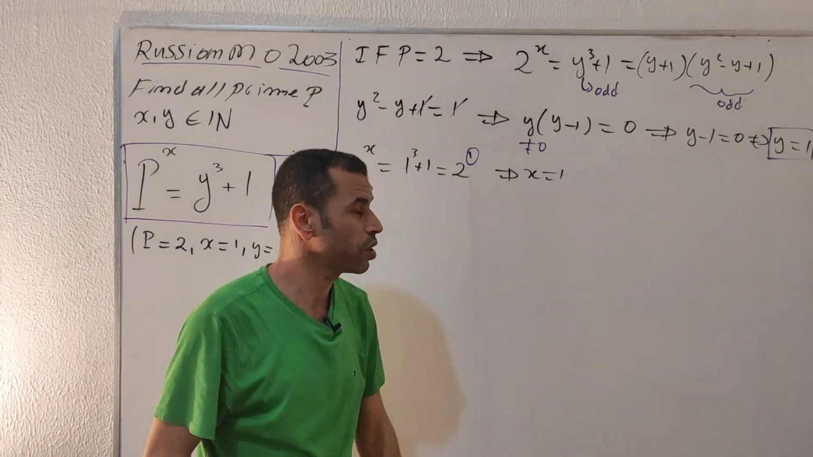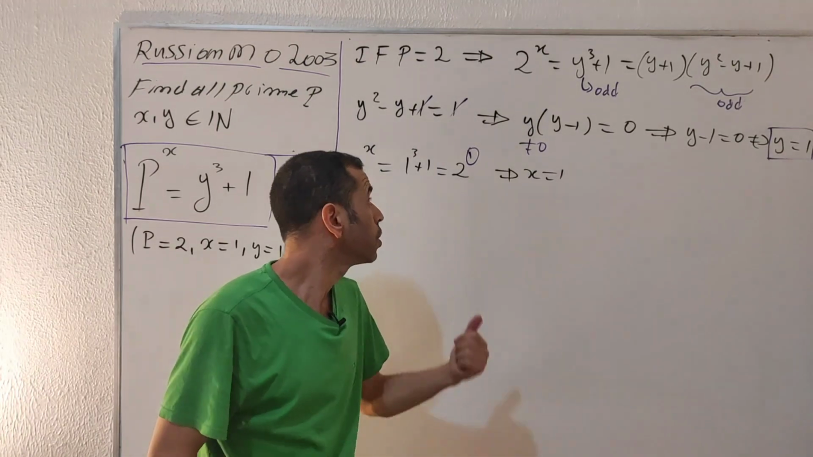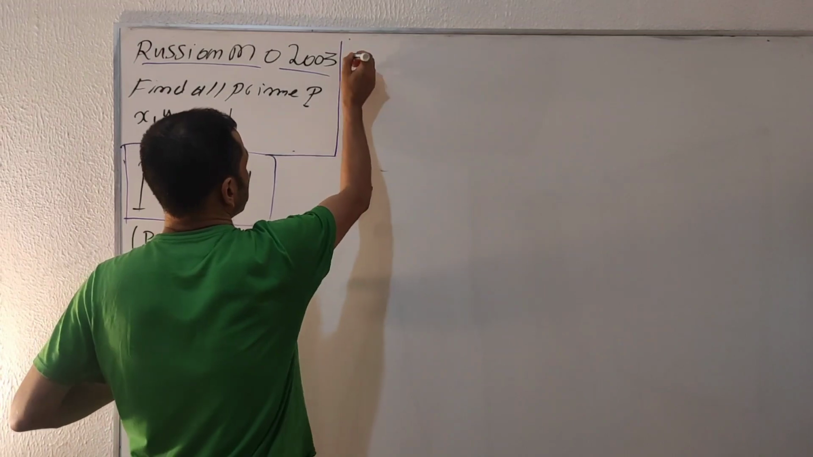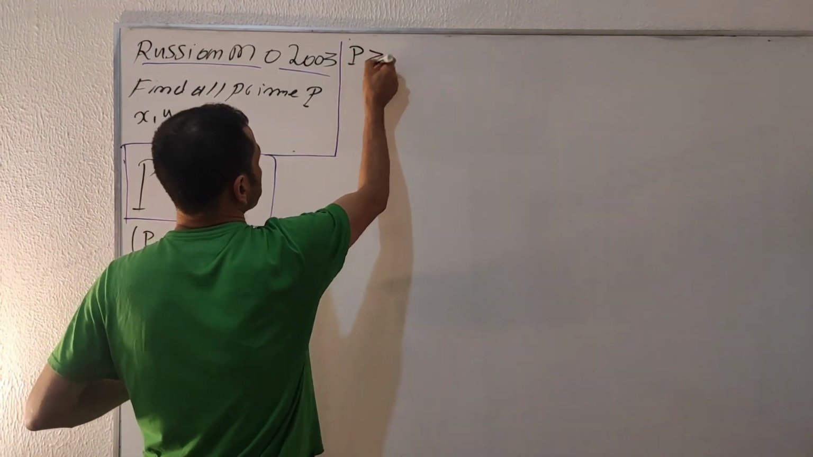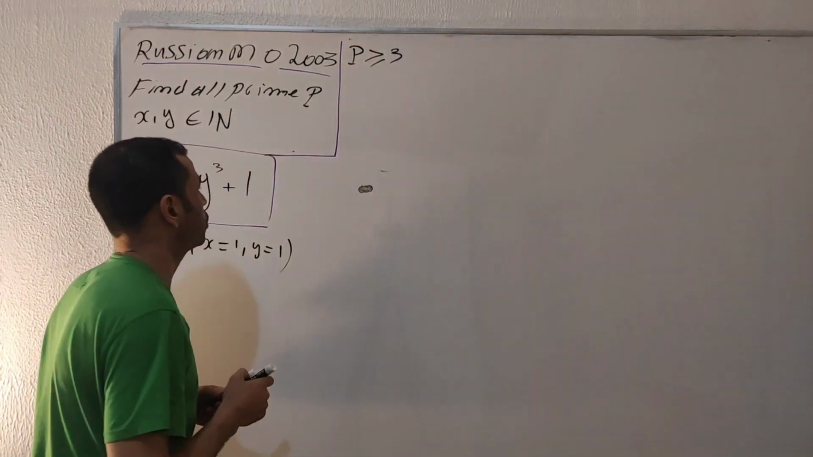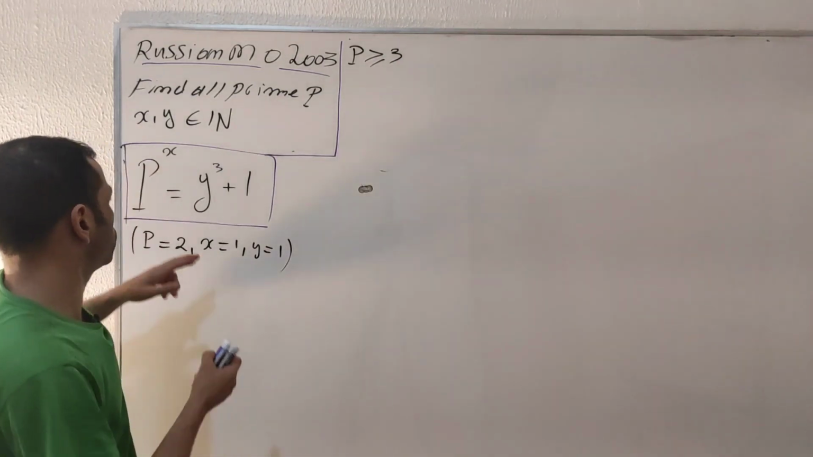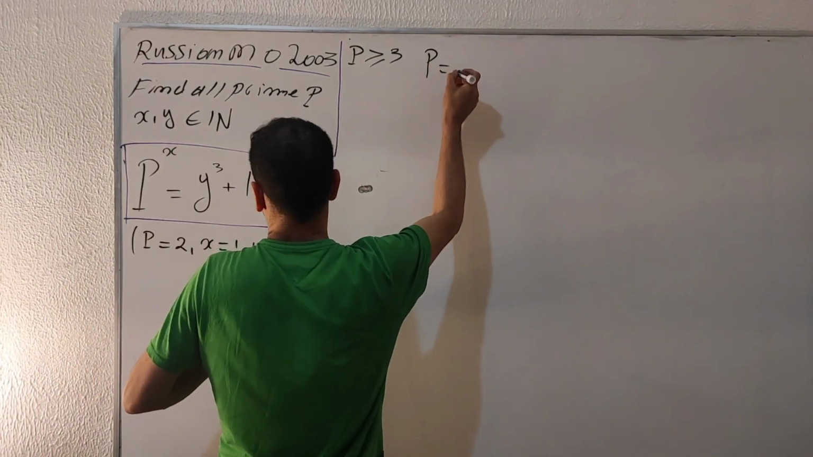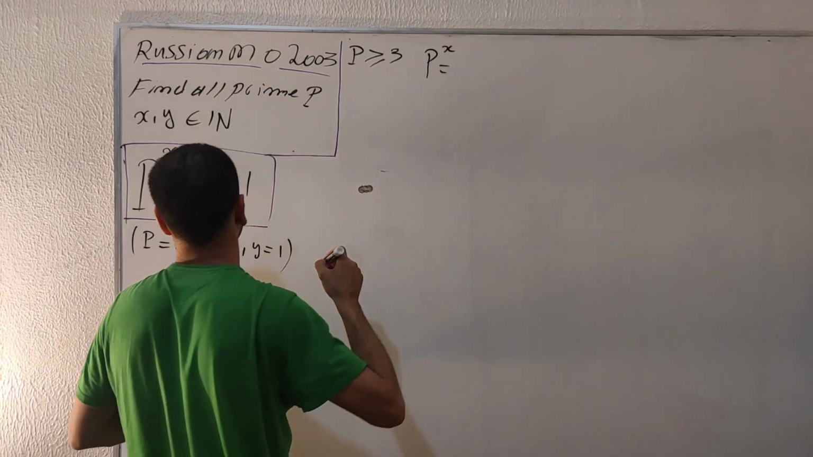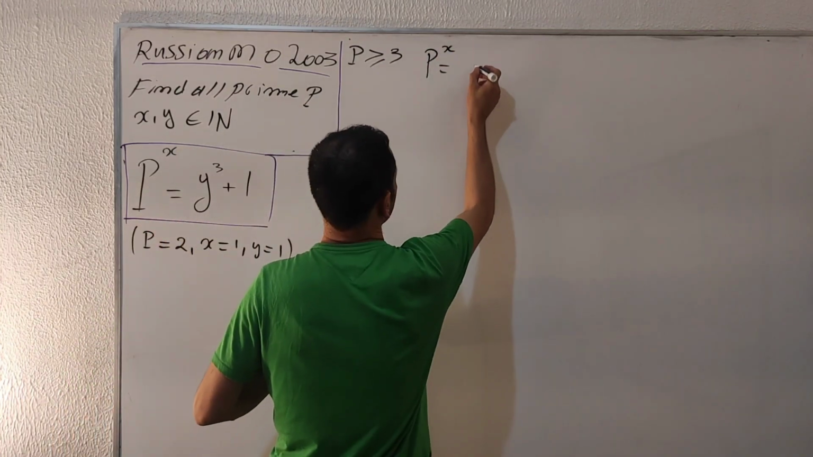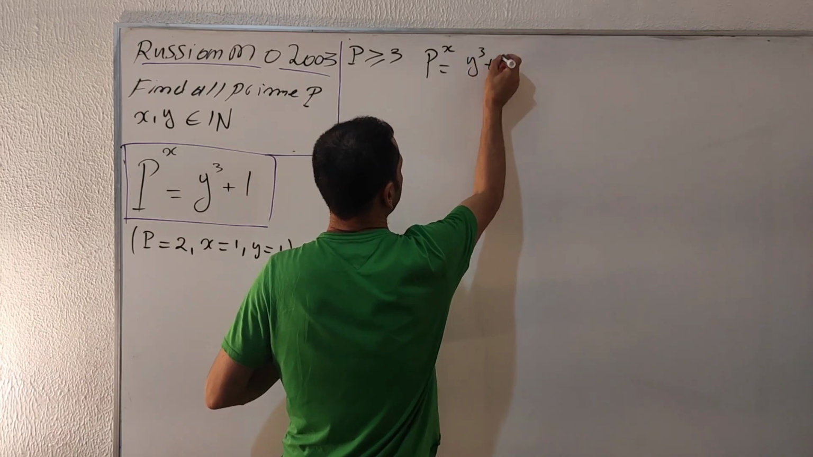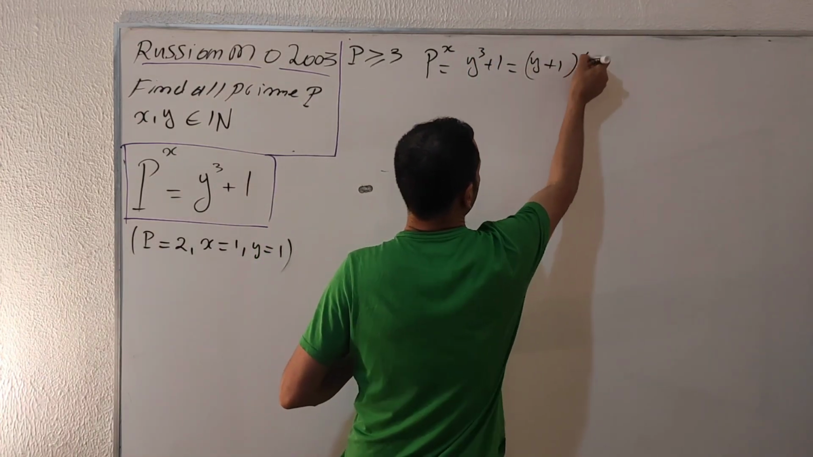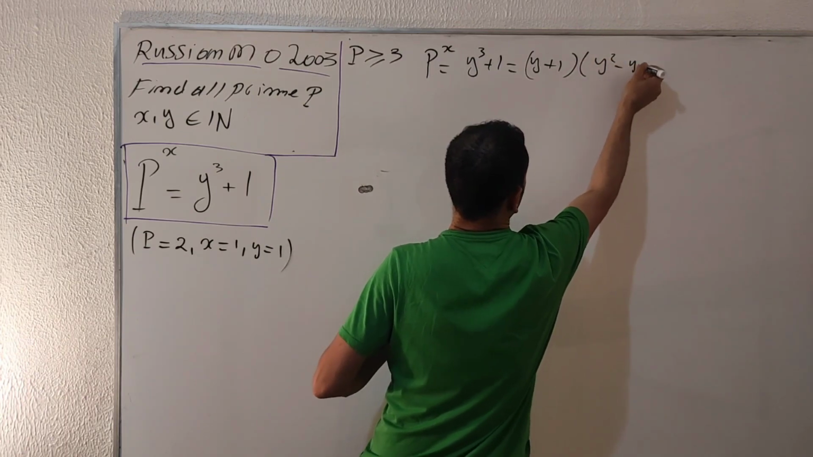So let's move on to the next case, when p is an odd prime. P is an odd prime, which means p must be greater than or equal to 3. I'm simply going to do the general case of this one by factoring this equation as I did in the previous case. We'll have p to the x equals y cubed plus 1.